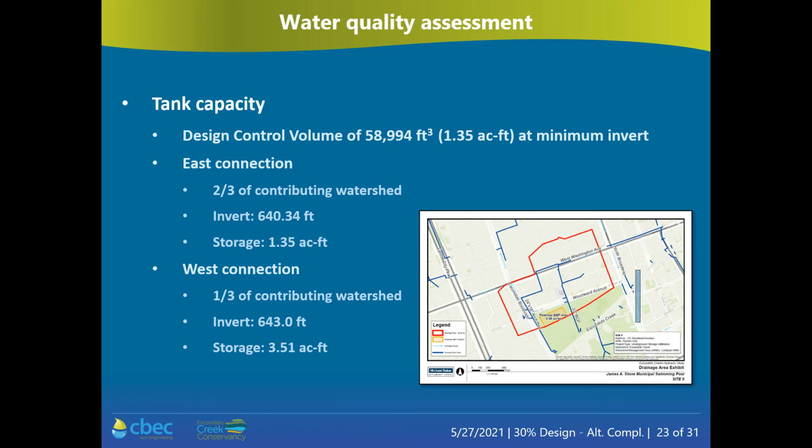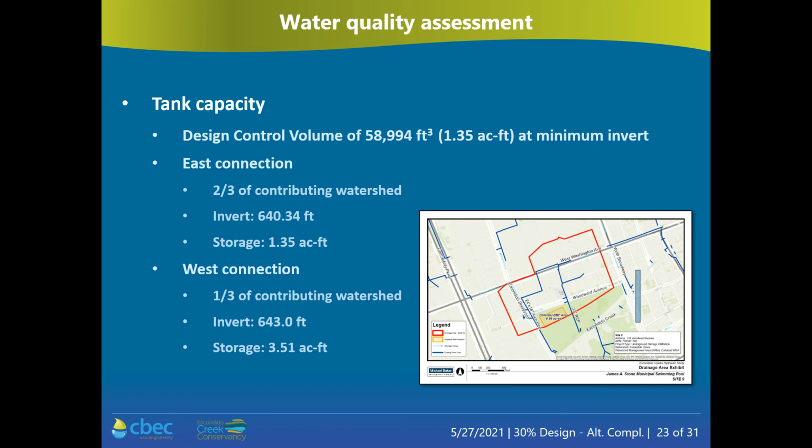So ultimately, what we're doing when we're determining the tank capacity is we're targeting this design control volume, or the amount of volume that needs to be within the tank to effectively treat stormwater within the size of watershed that's coming in. And the Michael Baker study had determined that this was about 58,994 cubic feet, which is about 1.35 acre feet of storage when we look at the minimum invert elevation of the pipes, the MS4 pipes that are coming in to the tank.